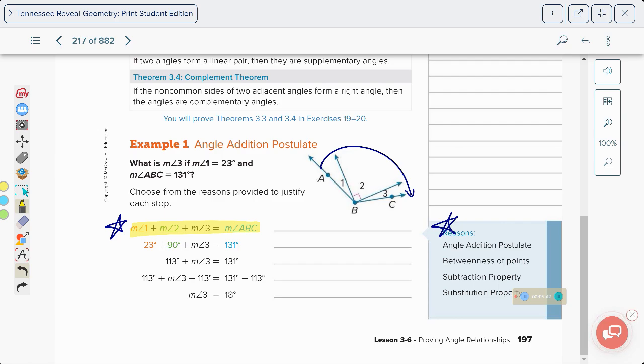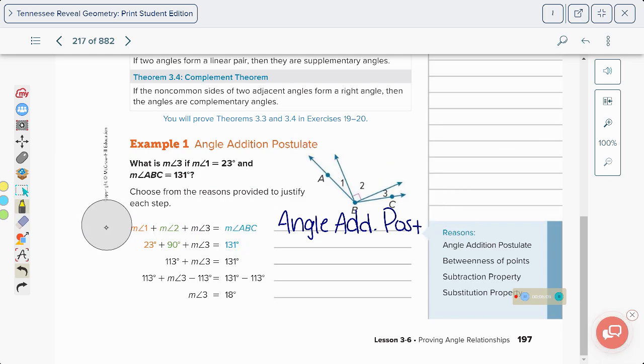All right. So what this says is if I add my little pieces together, it's going to equal the total. That should sound familiar, right? We just talked about that. That is going to be the angle addition postulate. If I add all the little angles, they're going to equal that total. So that's the reason why statement 1 is true.